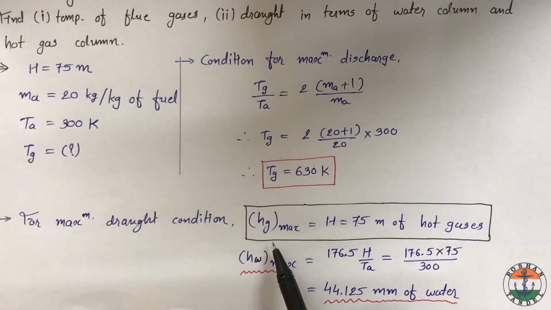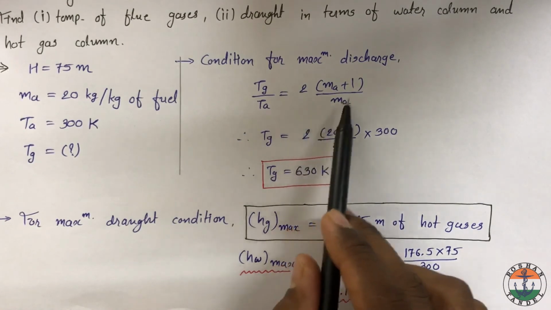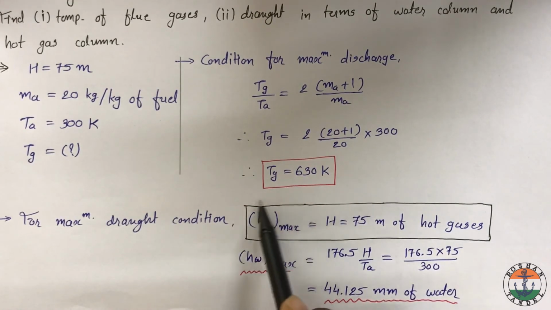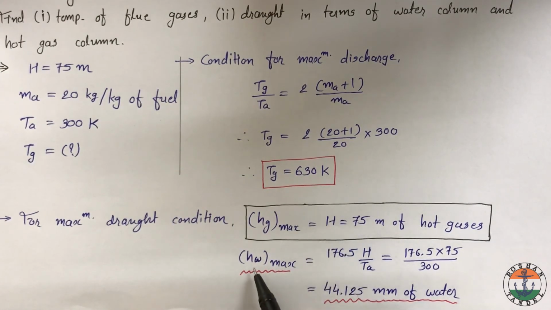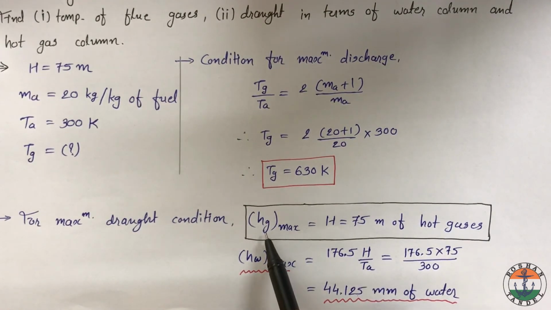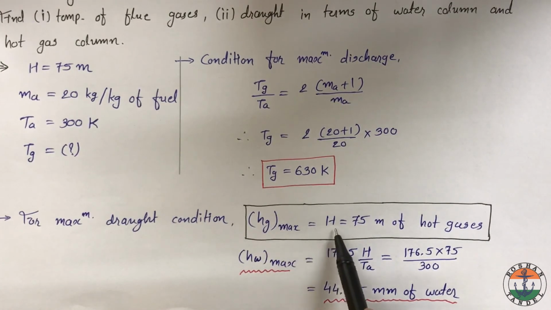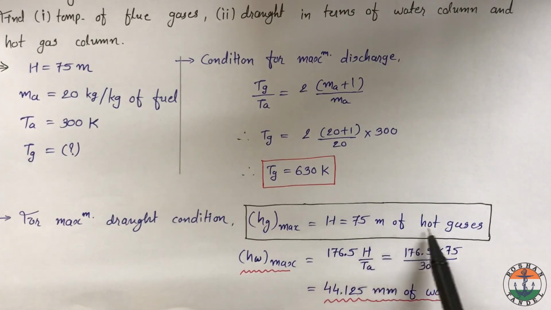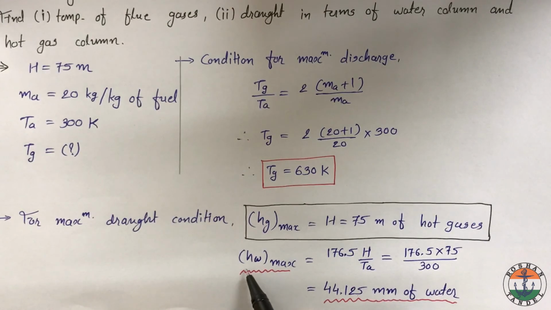In the lecture of chimney draft, we have derived the condition of maximum draft and for this condition, we have found the values of Hg max and Hw max. Hg max is equal to capital H and Hw max is equal to 176.5 H by Ta. So, during maximum discharge condition, draft in terms of hot gas column is equal to height of the chimney, 75 meter of hot gases. And draft in terms of water column, you can find by using this equation and it is coming out to be 44.125 mm of water.